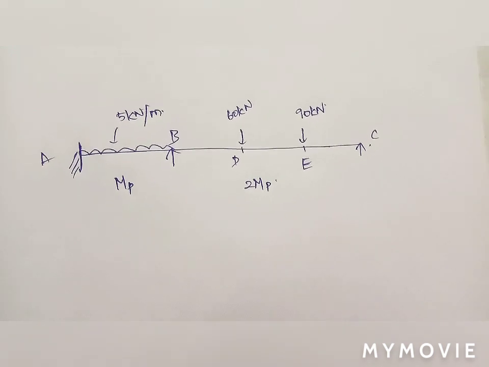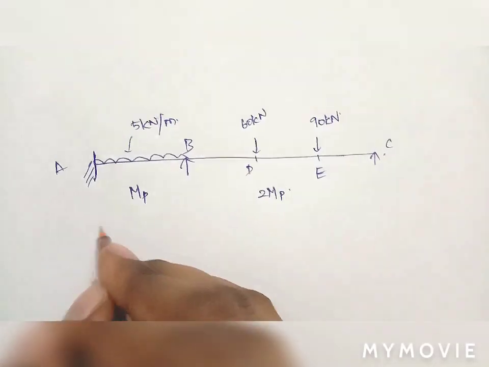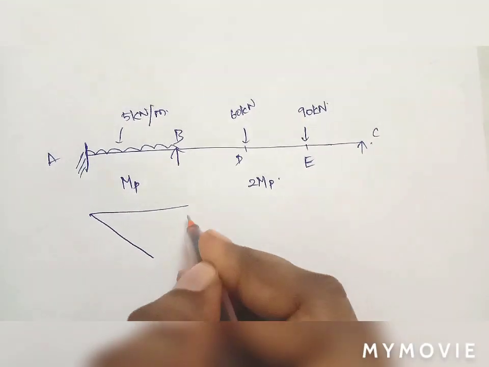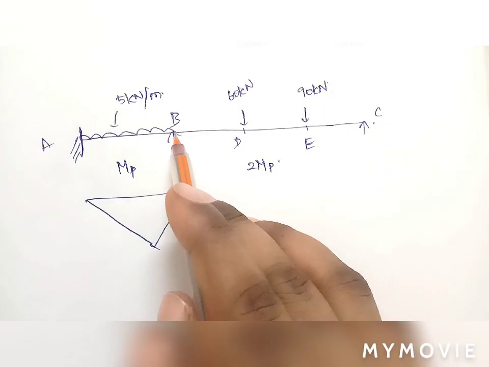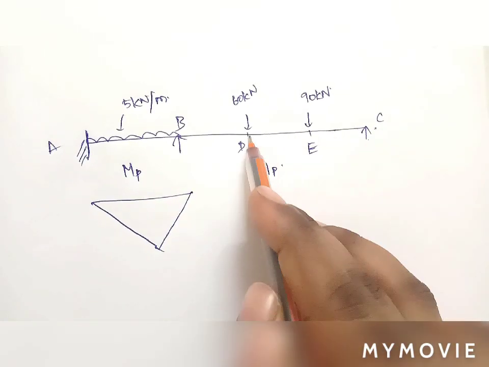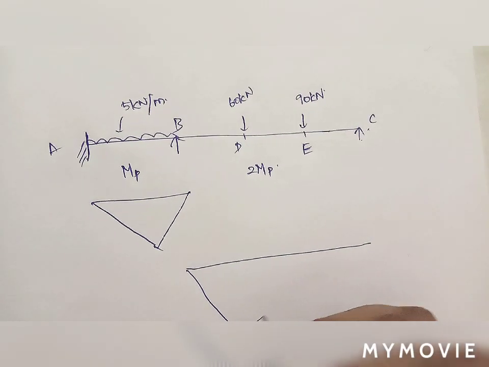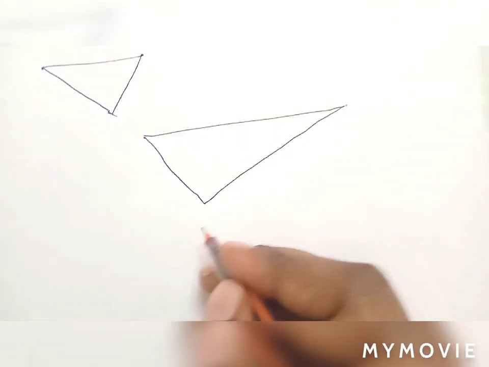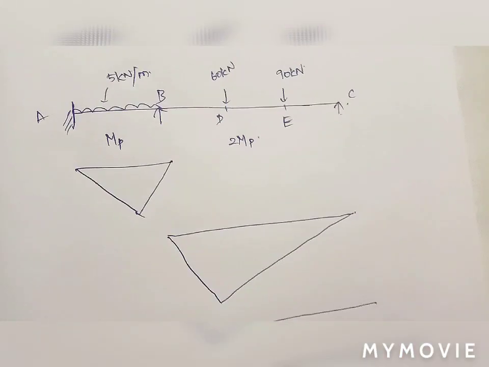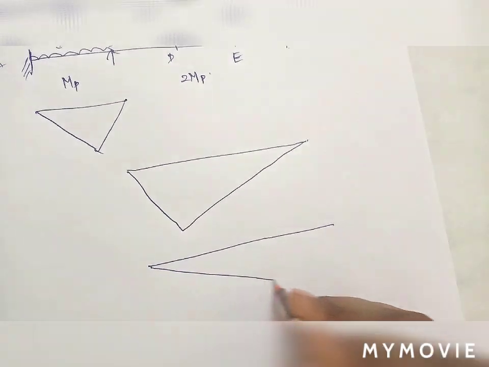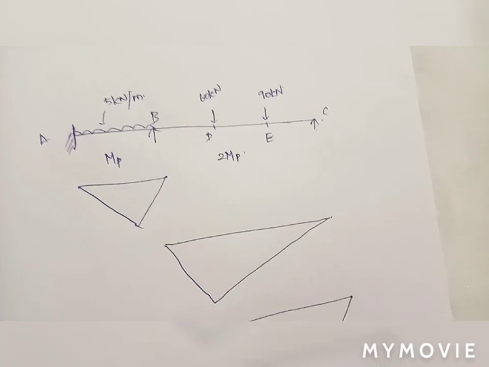I'll plot this separately. The first mechanism will be based on this part alone, the AB part. This is the first mechanism. The second mechanism will be in the section BC due to the load at D. This will be mechanism 2. And the third mechanism is also in the same section but due to the load at E. So these are the three mechanisms from the problem.